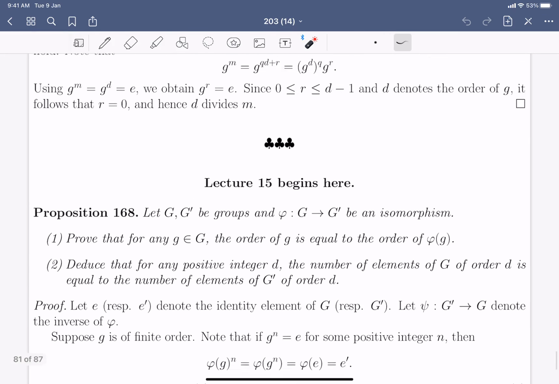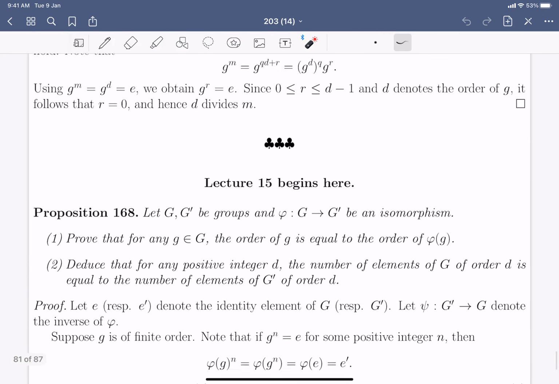By now I think we have learned some of the subtleties of these notions, but it's good to revisit. As a consequence, one can deduce that for any positive integer d, the number of elements of G of order d is equal to the number of elements of G prime of order d. Once you have the first part, the second part shouldn't be too difficult; it should follow as a natural consequence.